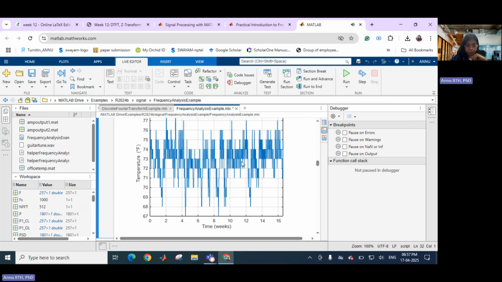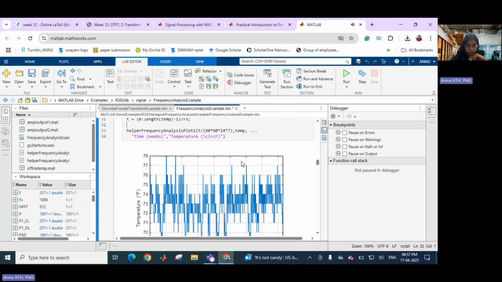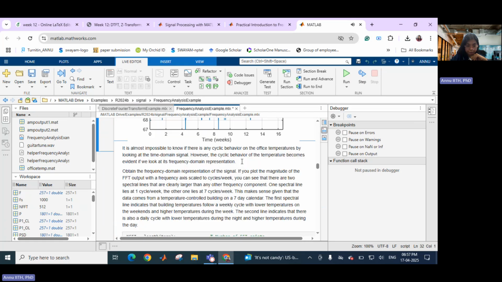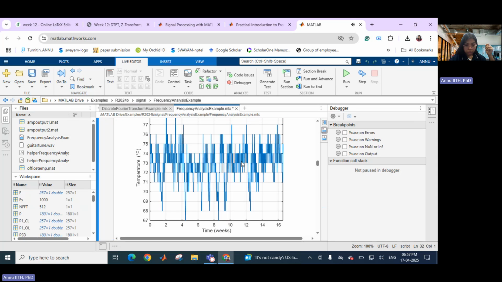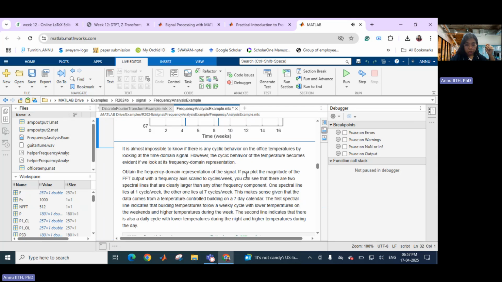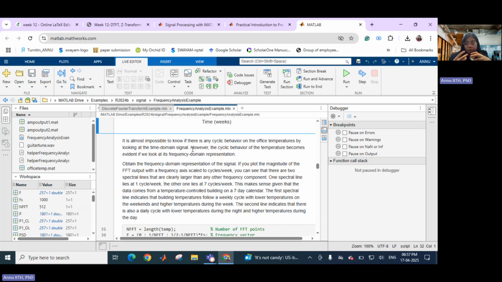So this is the temperature data. It is almost impossible to know if there is a cyclic behavior in the office temperatures by looking at the time domain signal. However, the cyclic behavior of temperature becomes evident if we look at the frequency domain representation.